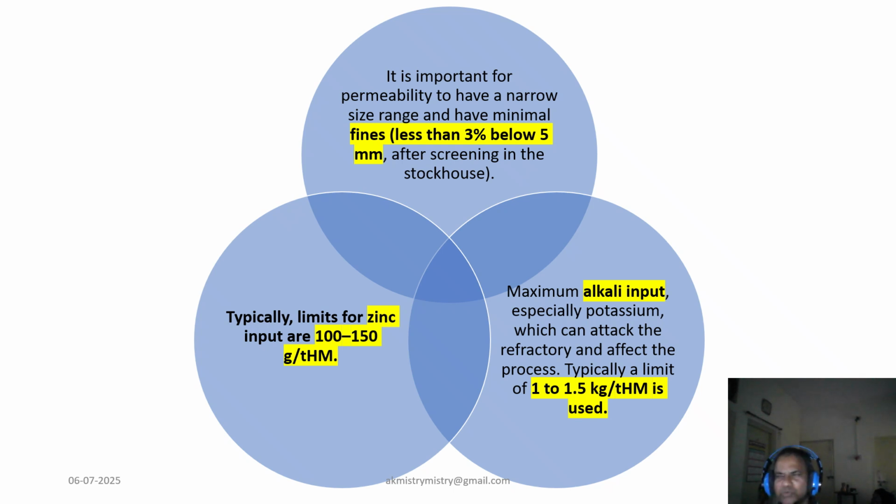Now, excessive alkali can damage the refractory lining and disrupt the processes in a huge manner. So, a typical limit of 1 to 1.5 kg per ton of hot metal is enforced, which is also mentioned in the slides, to aid memory during day-to-day operation of the furnaces.